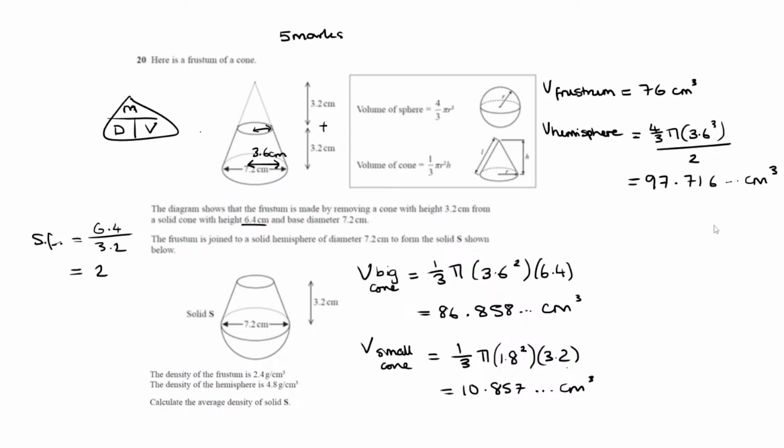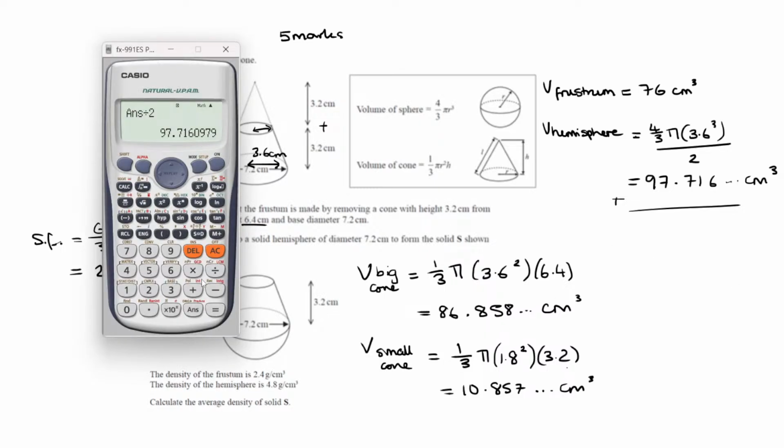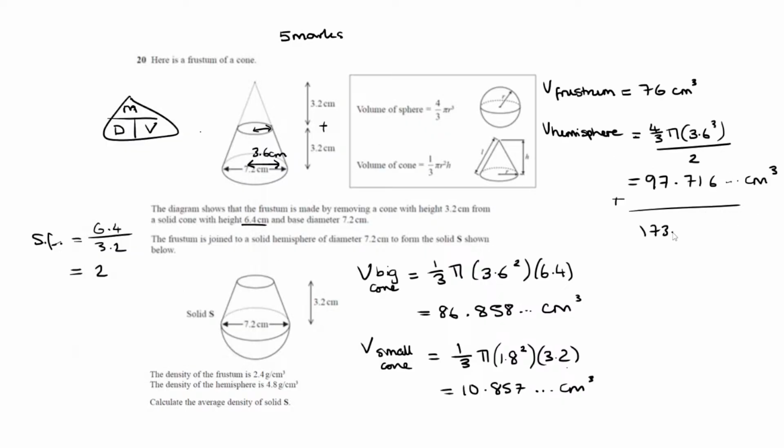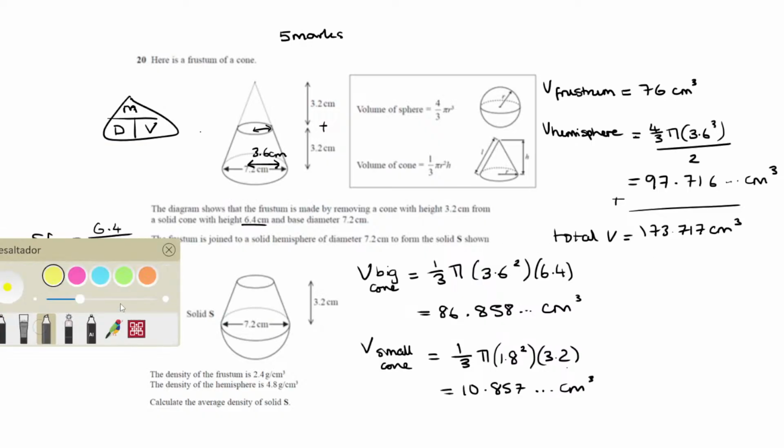So then you could work out, I guess you could just add that together, couldn't you? Total volume, and then we'll find the total mass after this. So I could add that together. So take my answer here, add, I stored it under B, the other one. There. So 173.717 is the total volume. So that's one part of it, isn't it?